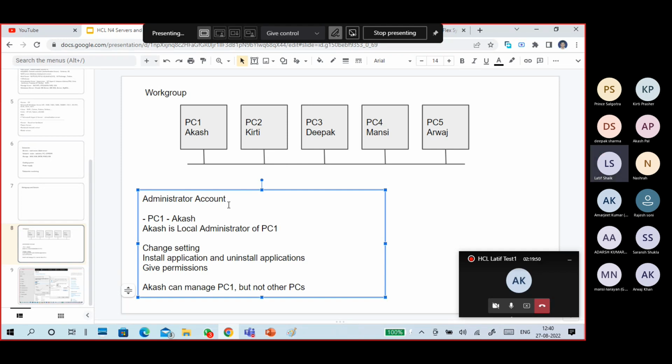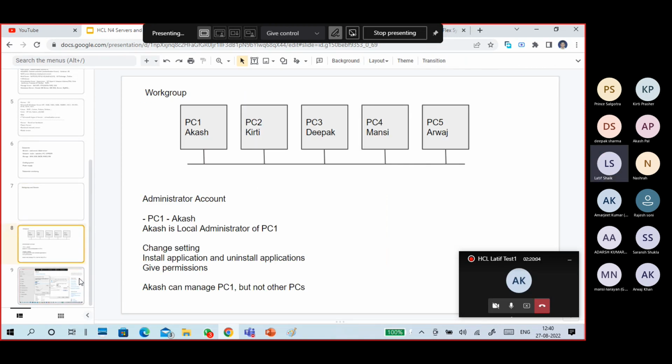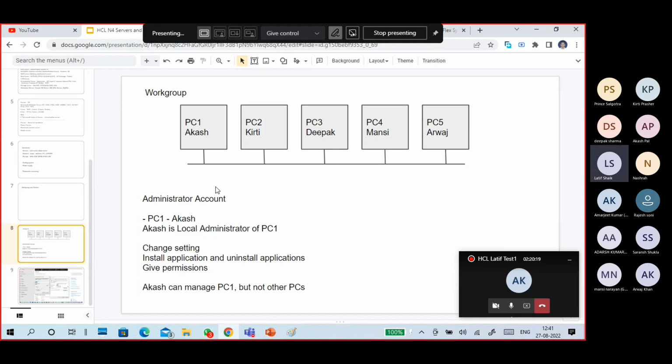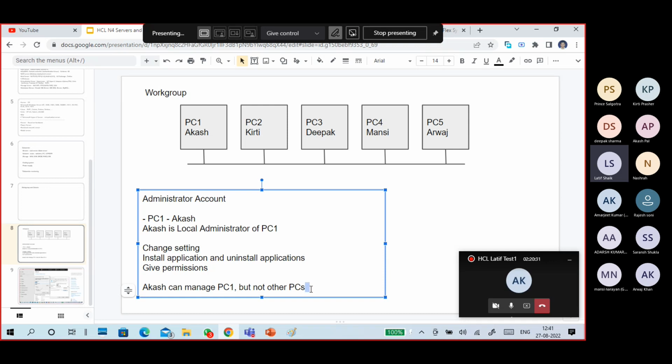So Akash is a local administrator. Similar point here: when it comes to workgroup, every PC has its own administrator. You can look at what I've written here: every system or PC has its own administrator. And one PC user cannot log into another PC because the user's information is stored in the respective PC only.